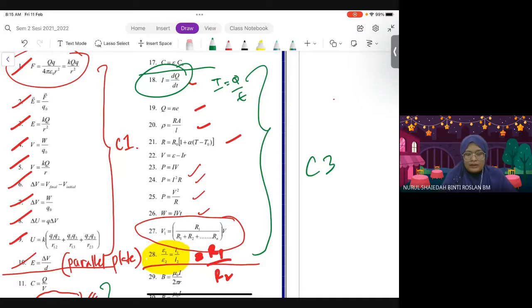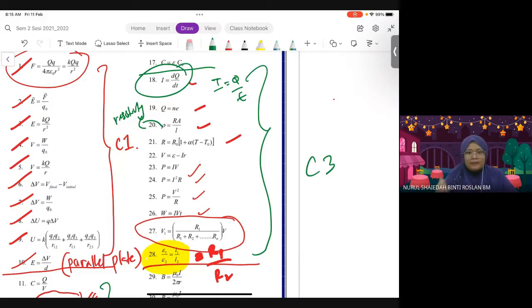Rho ni adalah resistivity. Ini adalah dipanggil resistivity. Dia depend pada material lah. Dan dia depend pada area, length. So dia kalau area meningkat, resistivity also meningkat. Okay, yang ini adalah effect of temperature. So you kena tahu effect of temperature, what happen. Bila temperature is rising atau temperature is hotter, become increase. So number of electron per unit volume remain unchanged.